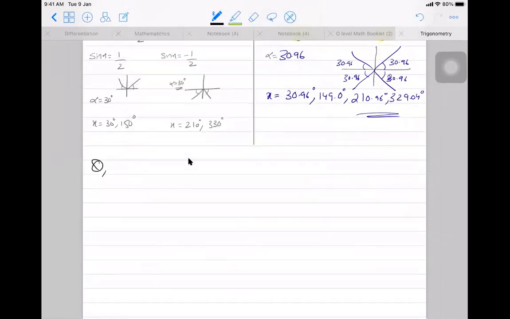Okay, do this last question. 1 plus tan x times cos x equals 2 cos square x. Sir, what's the range for this one? It's the same, 0 to 360 degrees.